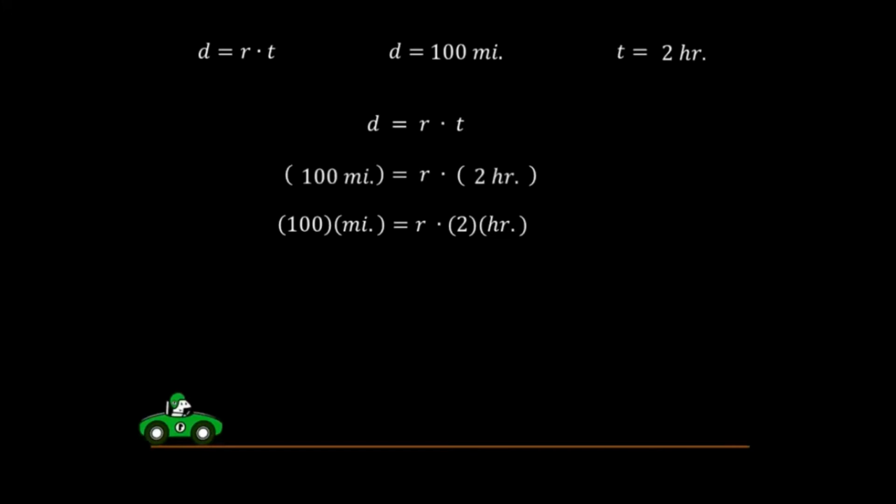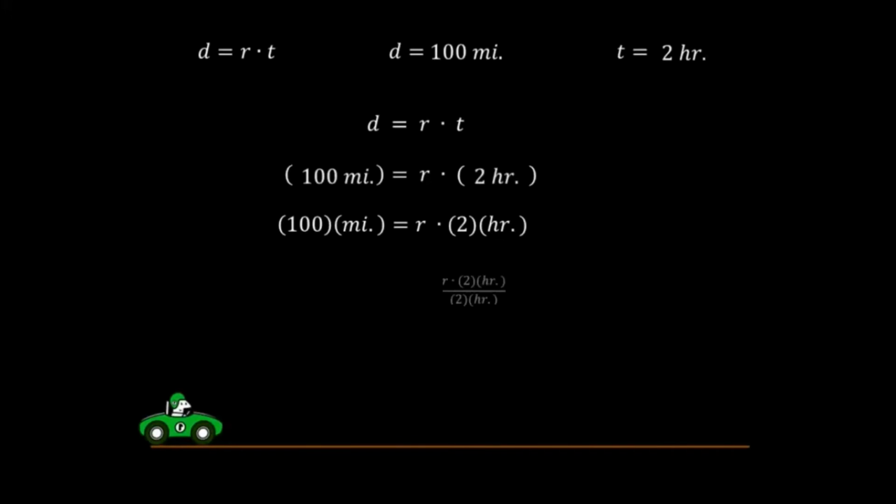Now we can go on to solve the equation. We see that we have the expression 2 times the hour unit multiplying times our variable that we want to solve for, the rate. So we're going to divide this side of the equation by 2 hours, or 2 times the hour unit, in order to get the r all alone. And remember, we have to do the same thing to this side of the equation.